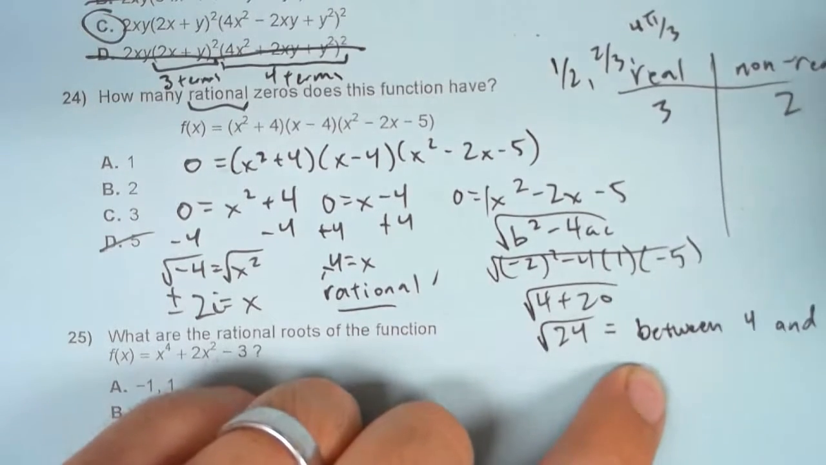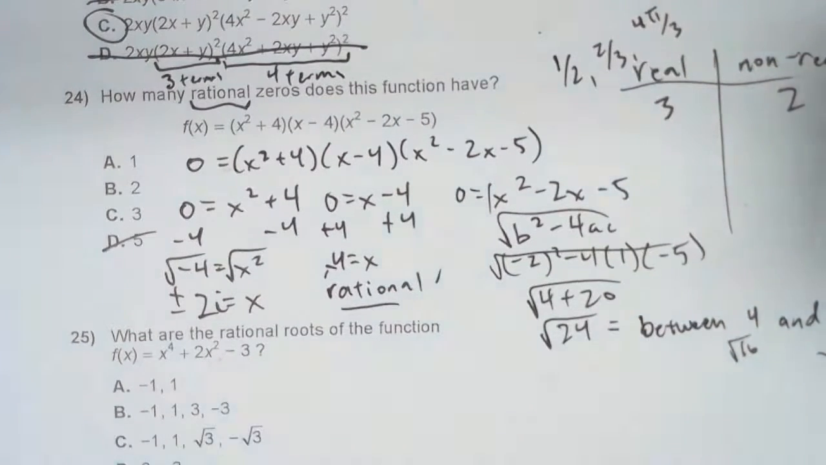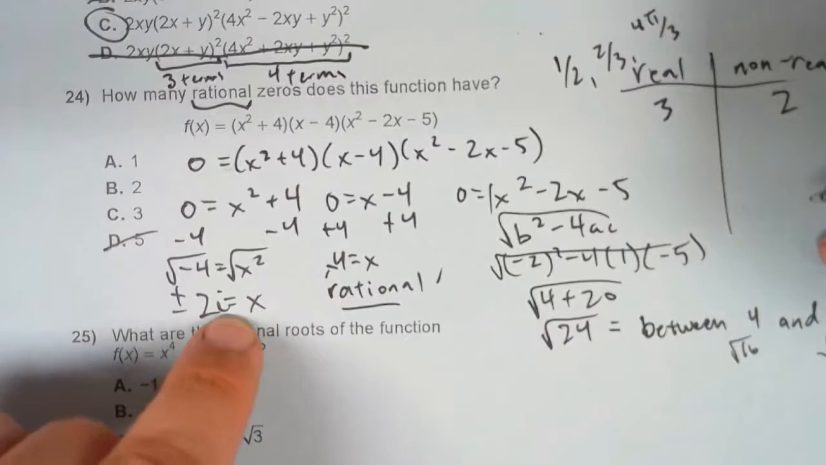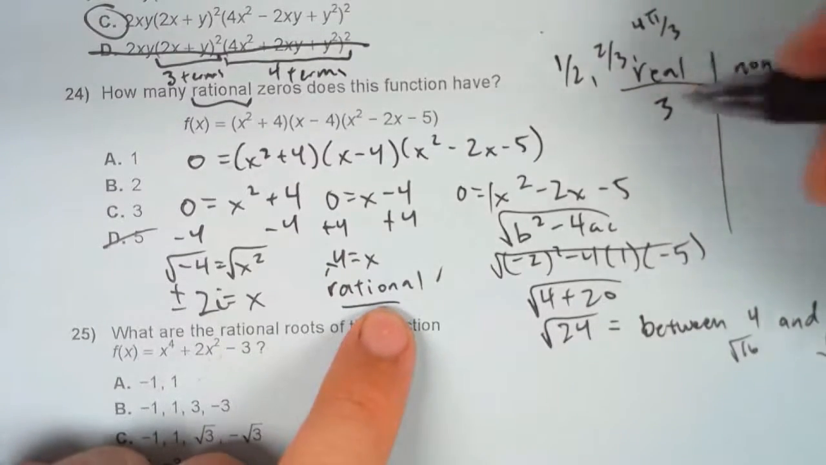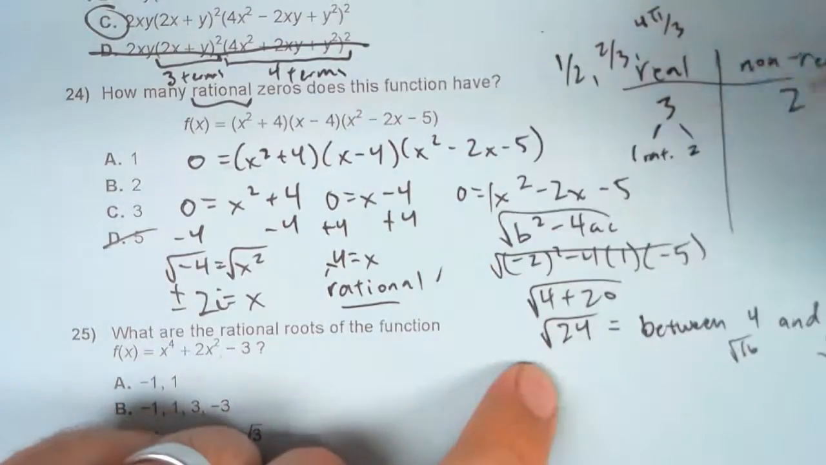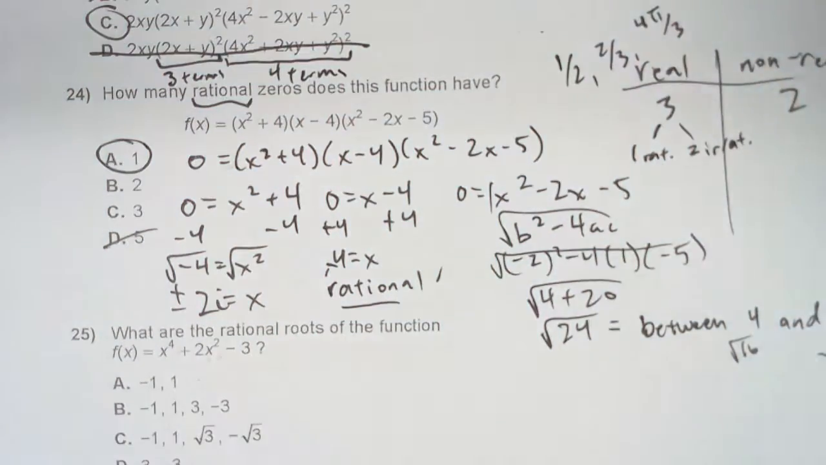And it's probably much closer to 5 because 5 squared is 25. So that's 16 and 25. We take the square root of each of those, we get 4 and 5. So it's really close to 5, probably like 4.9 something. But it goes on and on, it does not repeat, which is the definition of an irrational number. So because we have 2 complex, which are non-real, of the 3 that are remaining, we have 1 that's rational, and 2, because the square root of 24 is both a positive and negative answer, that are irrational. So we only have A as our answer.